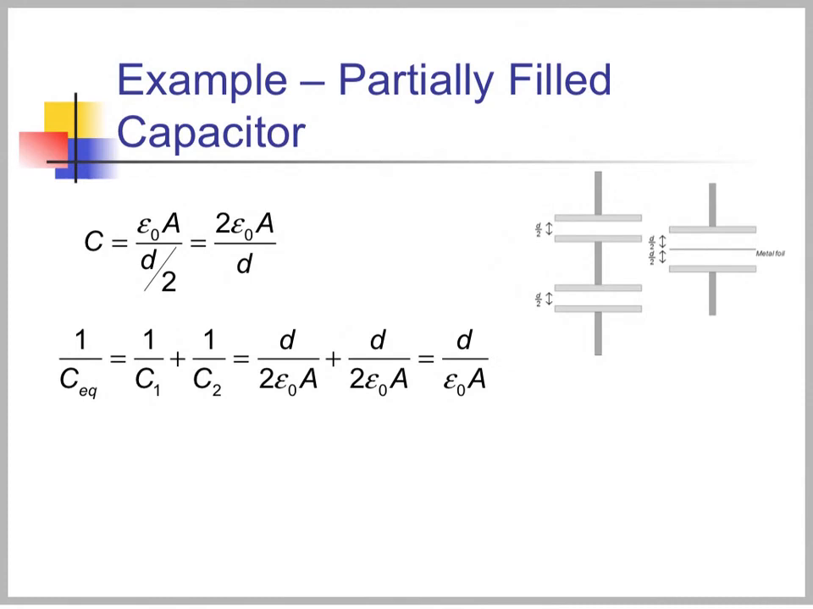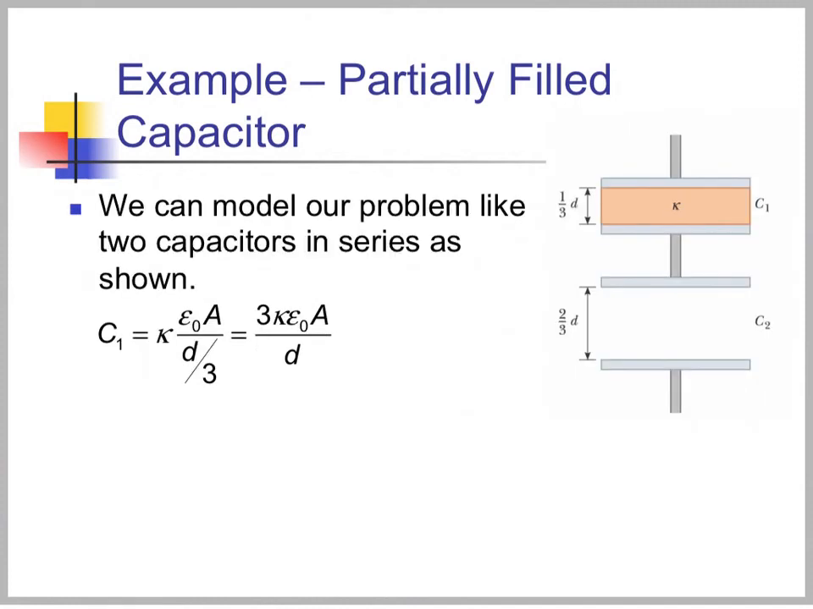The equivalent capacitance then is 1 over C1 plus 1 over C2. I add those up, I get d over epsilon naught A, or the equivalent capacitance is epsilon naught A over d, exactly the same as I had before. So I can model a capacitor that's partially filled with something as two capacitors in series.